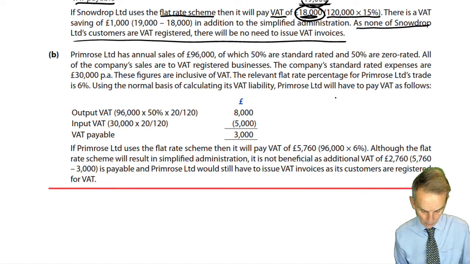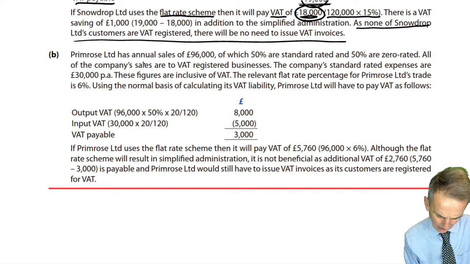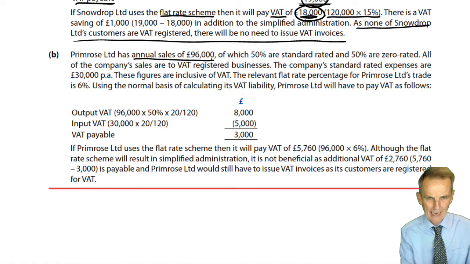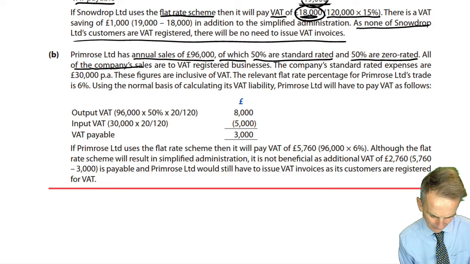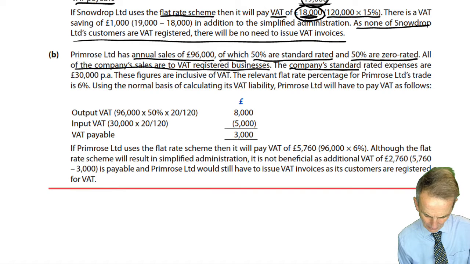Next one, and last one on this. We've now got a company, Primrose, that has annual sales of £96,000. Now we get a little bit more interesting with our numbers, of which 50% are standard rated and 50% are zero rated. All of the company's sales are to VAT registered businesses, and the company's standard rated expenses are £30,000. These figures are inclusive of VAT.